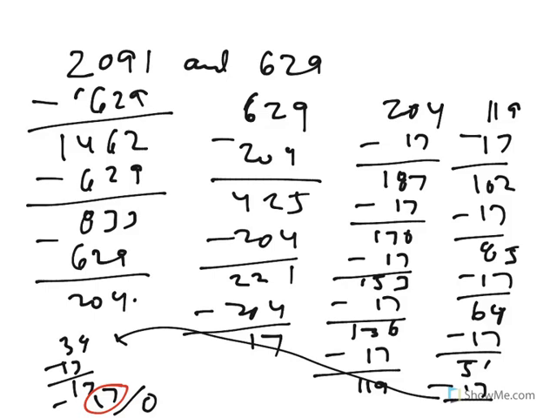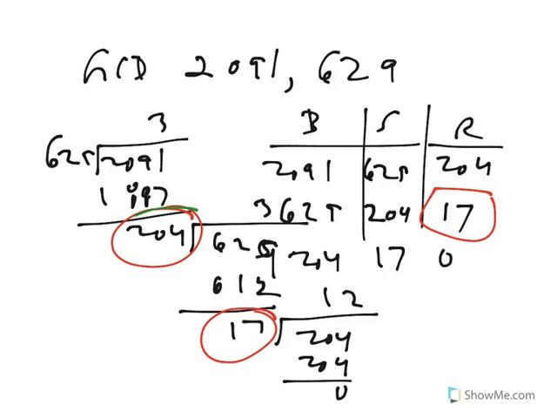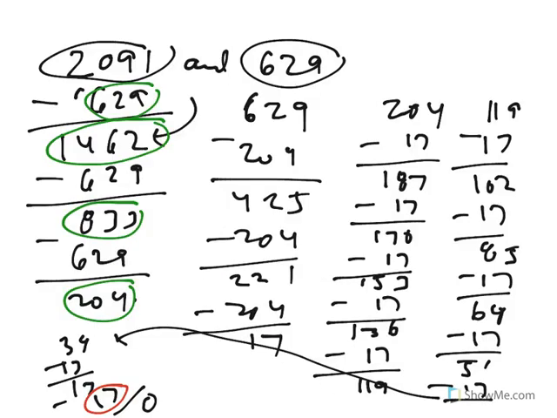The thing I want you to notice is that because 2091 and 629 are both divisible by 17, when you subtract them, this answer is also divisible by 17. And then when you subtract 629, which is divisible by 17, from 1462, which is divisible by 17, 833 is also divisible. So every single number that you see here, whatever the GCD is, in this case it's 17, all these numbers will be divisible by 17, which means that the remainder, when you divide, is going to be divisible by the GCD, whatever that GCD happens to be.